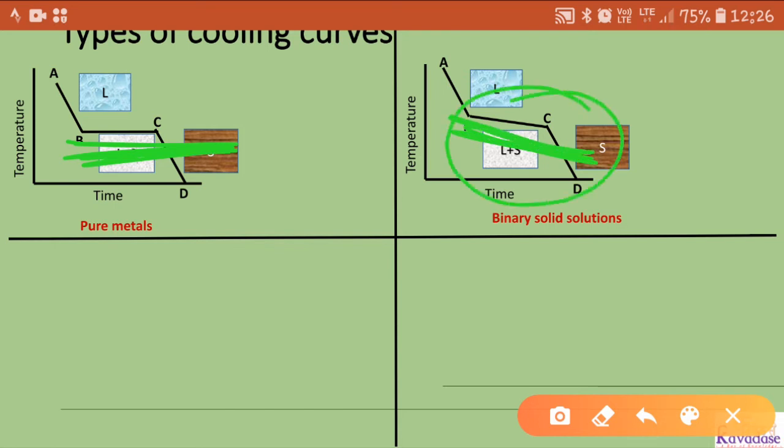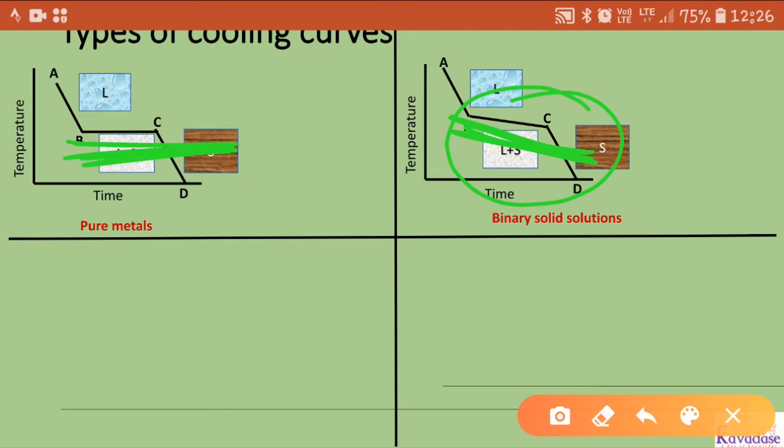Why this is inclined? Because in a binary solid solution, binary means there are two components. Binary means two, so there are two components, hence the melting point of two metals are different. Because of that difference in the melting point, the solid solution or alloy cannot solidify at constant temperature. So this is the basic reason why this line is inclined.